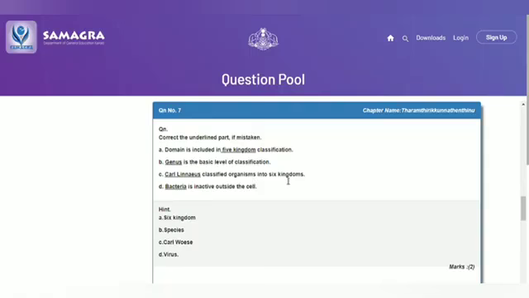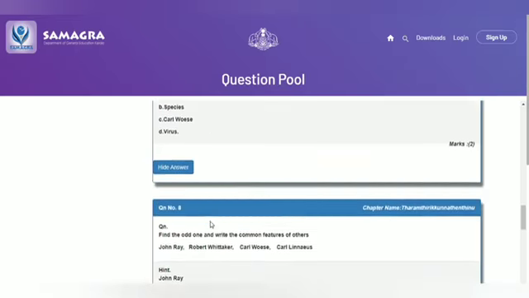Carl Woese classified organisms into six kingdoms. Dash is inactive outside the cell. Virus is inactive outside the cell.